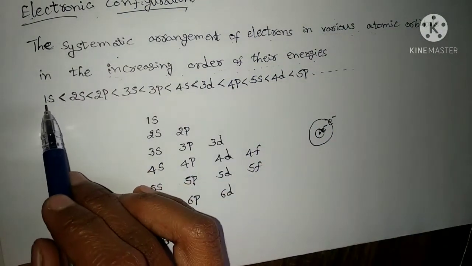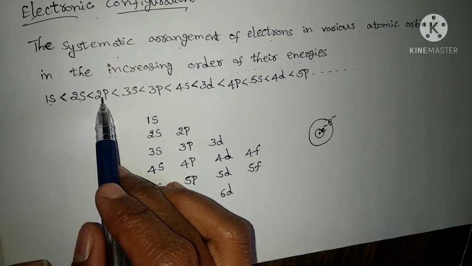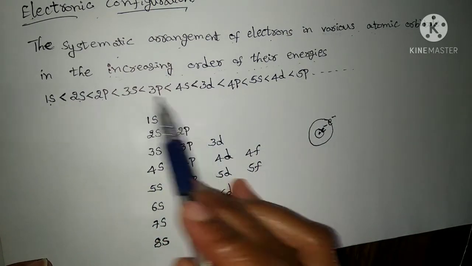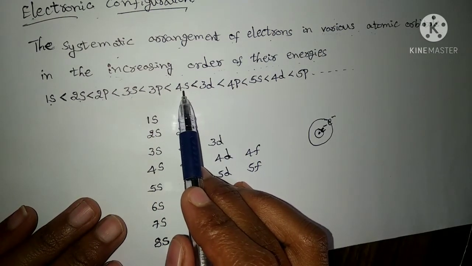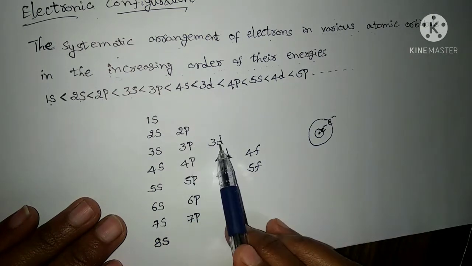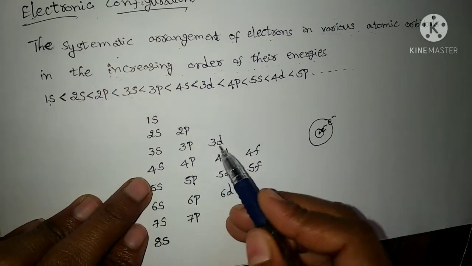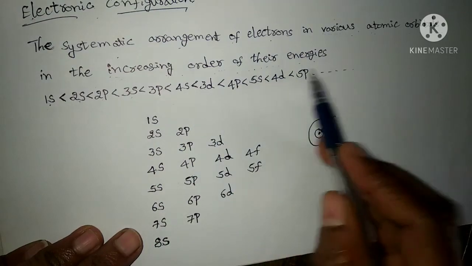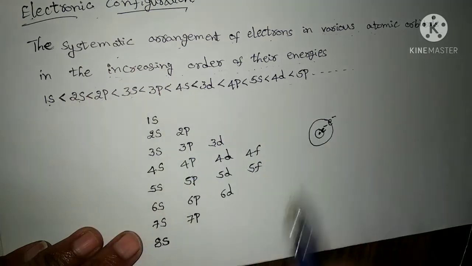But see here, the 1s orbital has less energy than 2s, and 2s has less energy than 2p, and so on. For 2s, 2p, 3s, 3p, up to here it is fine. But after this, the 4s orbital has less energy than 3d. Even though 3d belongs to the third shell and 4s belongs to the fourth shell, 3d has more energy than 4s. So how do we remember this increasing order of energies?